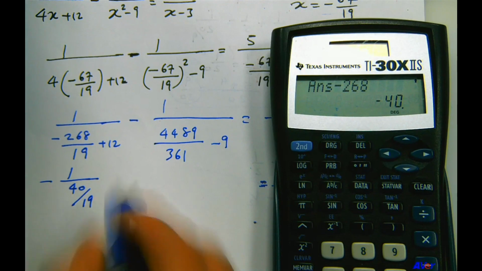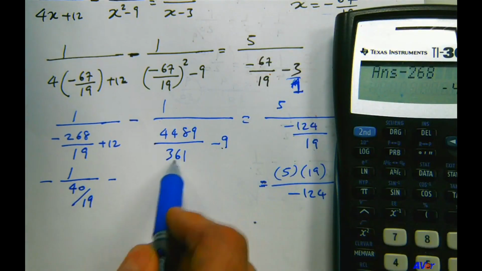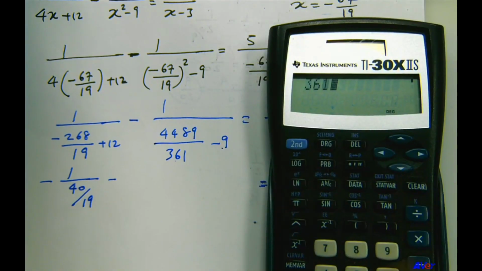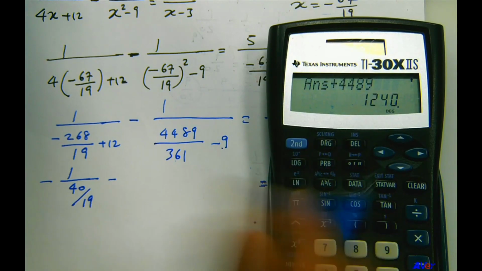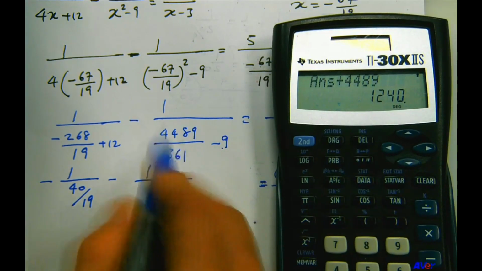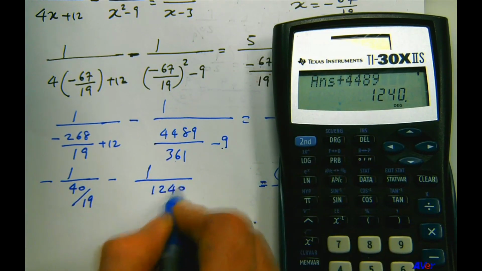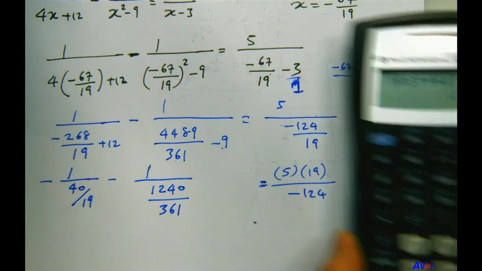Okay, so minus, and this result, the common denominator here is 361, and 361 times 9, and that would be a minus or negative value, plus 4489, that's positive, minus 1 over 1240 over 361. Okay. All right.